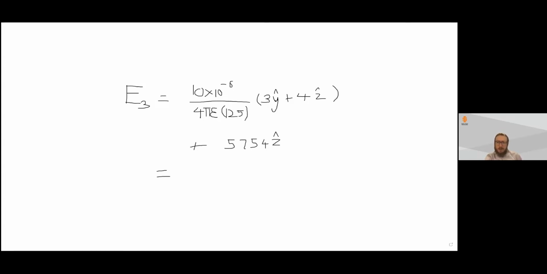So what you're going to find is that when you do the math for E3, you're going to get some numbers that you've seen before. The magnitude in the y direction for E3 is going to be the same as what you calculated as the magnitude in the x direction for the other charges. And then the z magnitude for E3 will be identical. So you'll add all of those up.